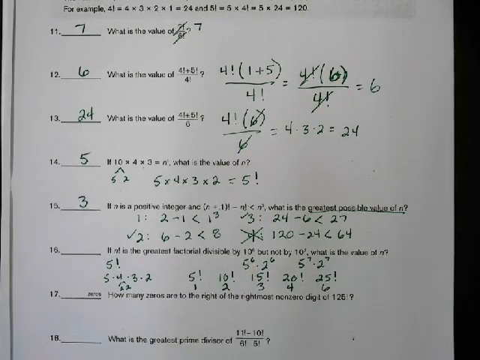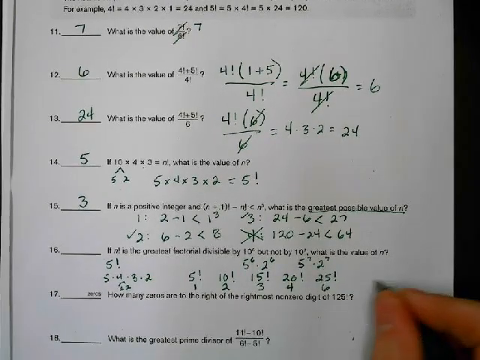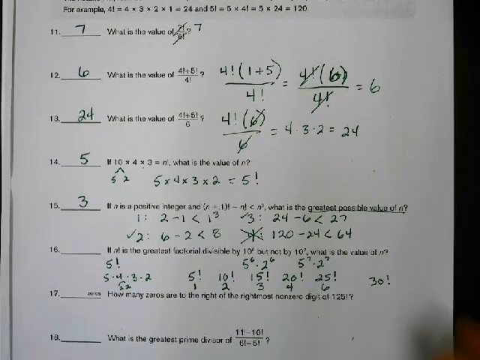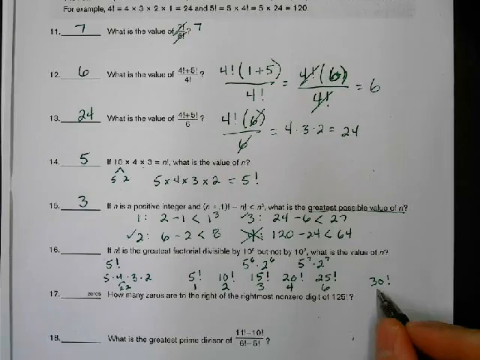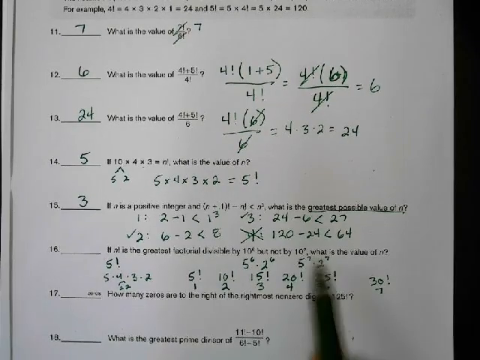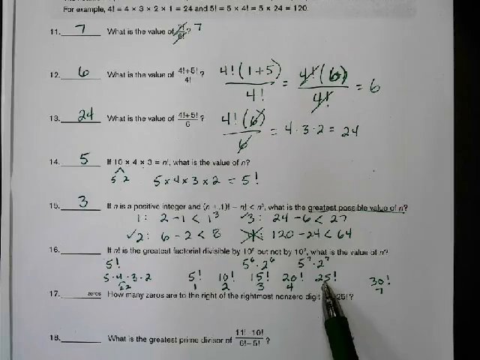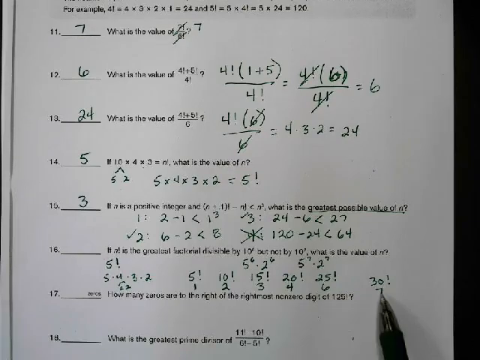If I move up to the next number, now I have another 5. I now have 7 5s. So 10 to the 7th will go into this number. You might be tempted to say, oh, then my answer is 25. Because the 10 to the 6th will go into it, but 10 to the 7th won't. Because 10 to the 7th won't go into it until we get to 30 factorial.